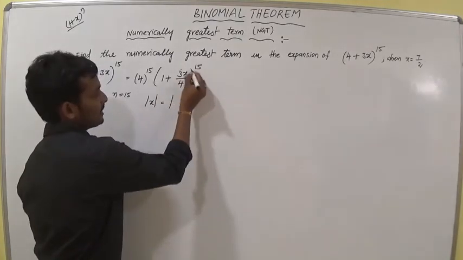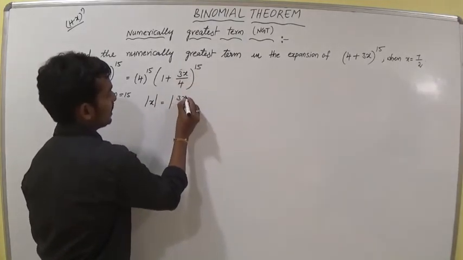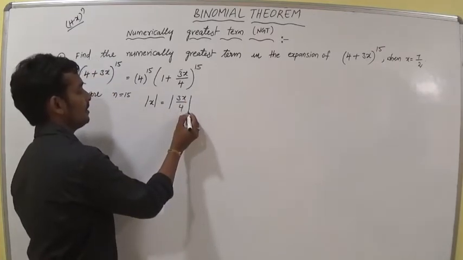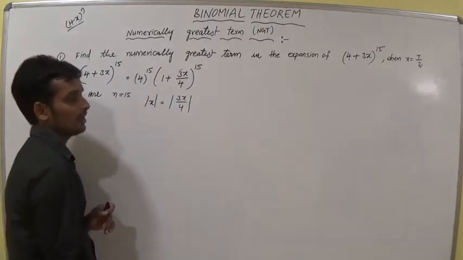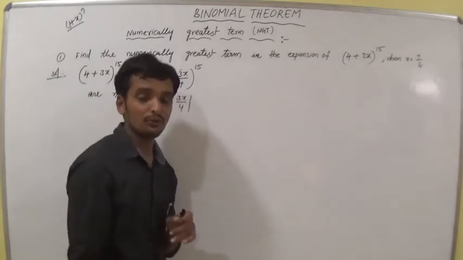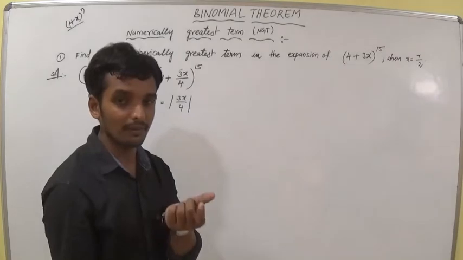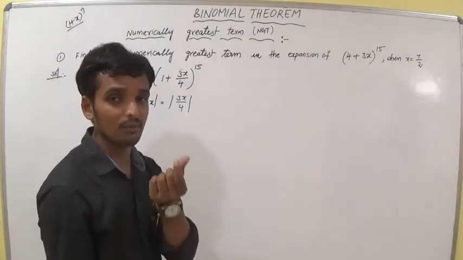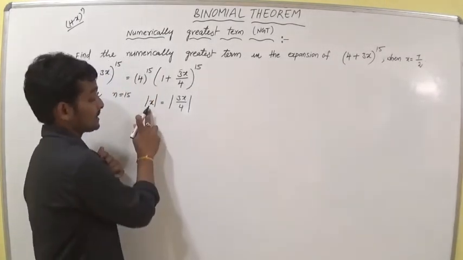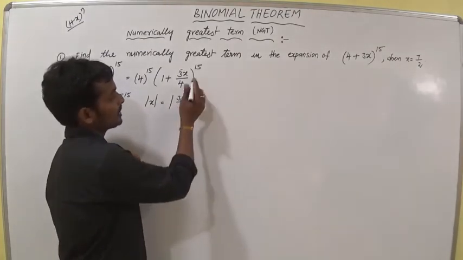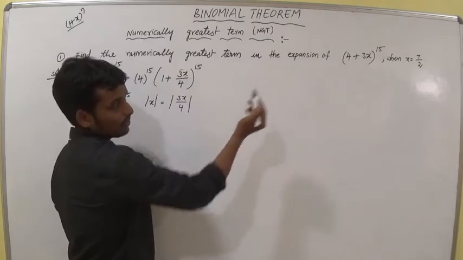What is the value of x here? 3x by 4. Are you okay, students? Actually our formula is (n plus 1) into mod x by (1 plus mod x). By that, if we want to find the value of m, we have to calculate mod x. Mod x is equal to mod of 3x by 4. They are giving the value of x is equal to 7 by 2.